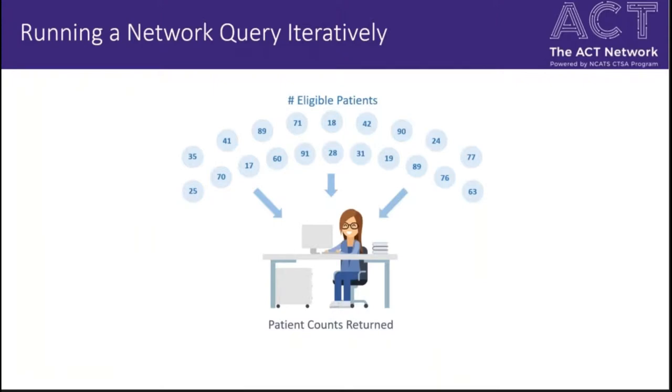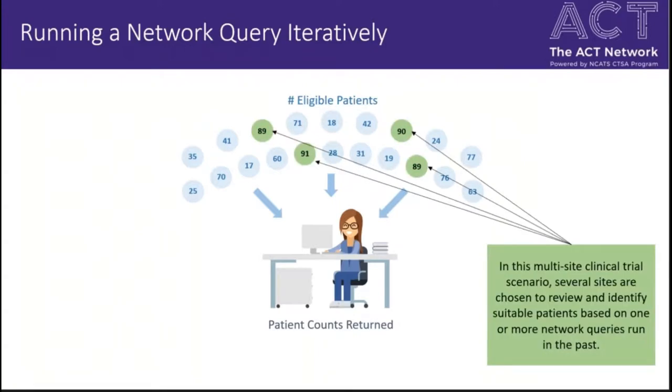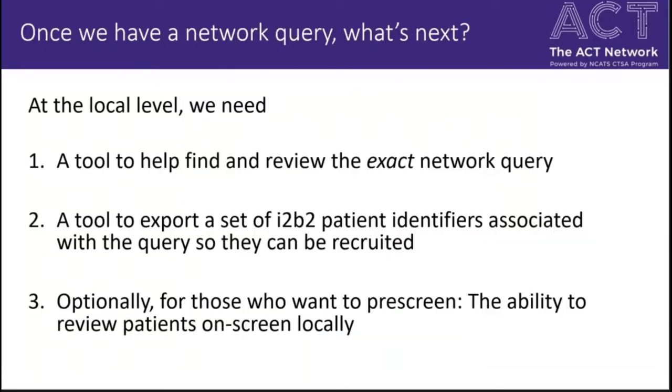This slide here is just showing what Vivian just mentioned about running a network query. You would do this iteratively. So this is an investigator running a Shrine query. They've gotten results back from multiple sites in the ACT network. And so in this scenario here, maybe they've identified four sites that they want to work with, or they want those sites to perform some local actions. And so essentially after you run your Shrine query, once we have the network query, what's next?